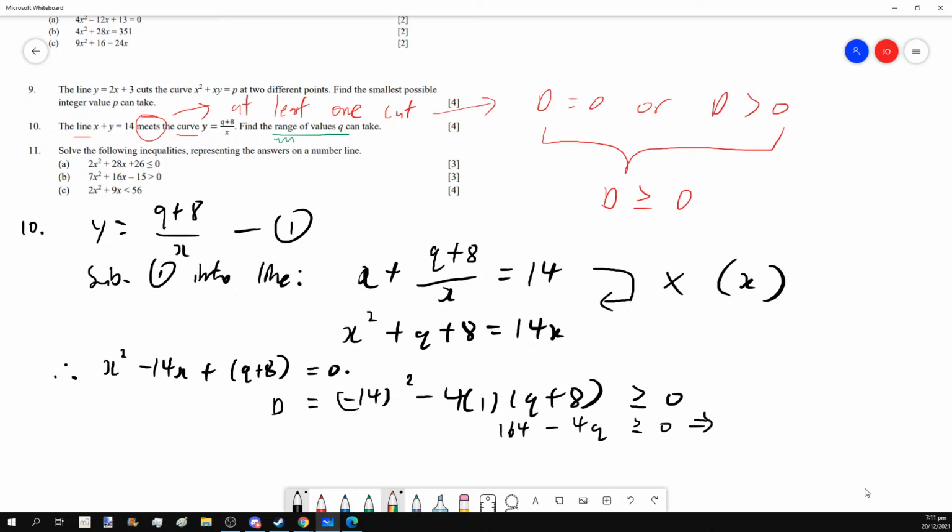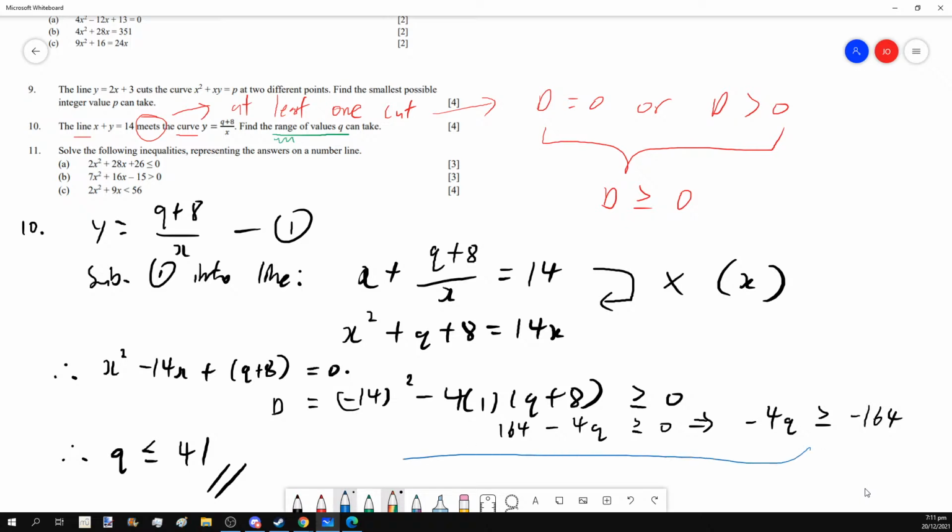And this implies that negative 4q is greater than or equal to negative 164. Therefore, we will divide both sides by negative 4 and get q less than or equal to 41. And this will be the range of values for q. As a reminder, whenever you are multiplying or dividing by a negative number and it is an inequality, we will have to flip the direction of the inequality. In this case, greater than or equal to gets flipped into less than or equal to.